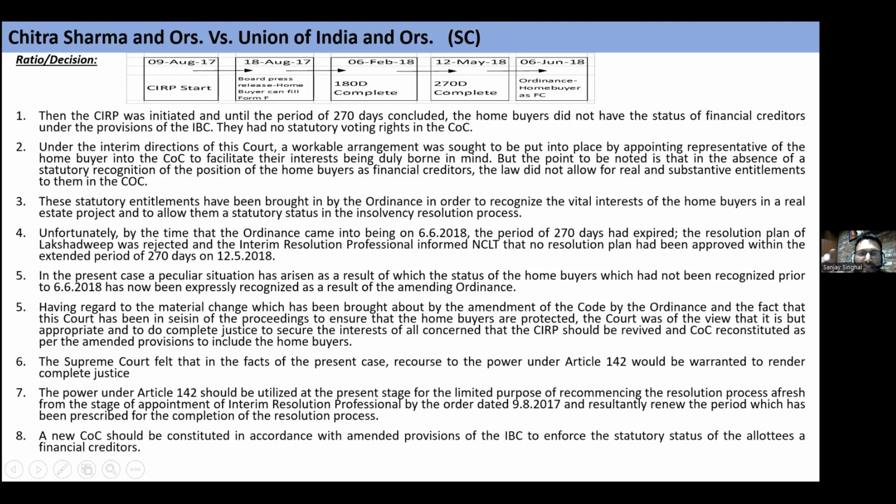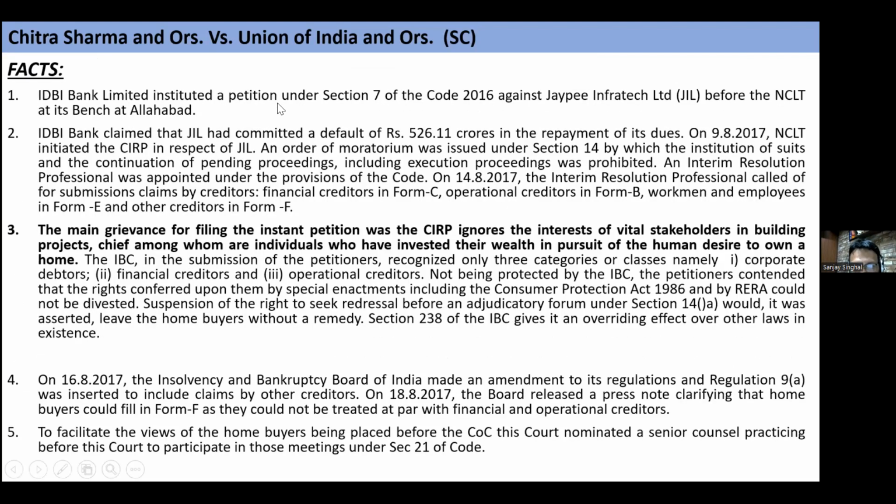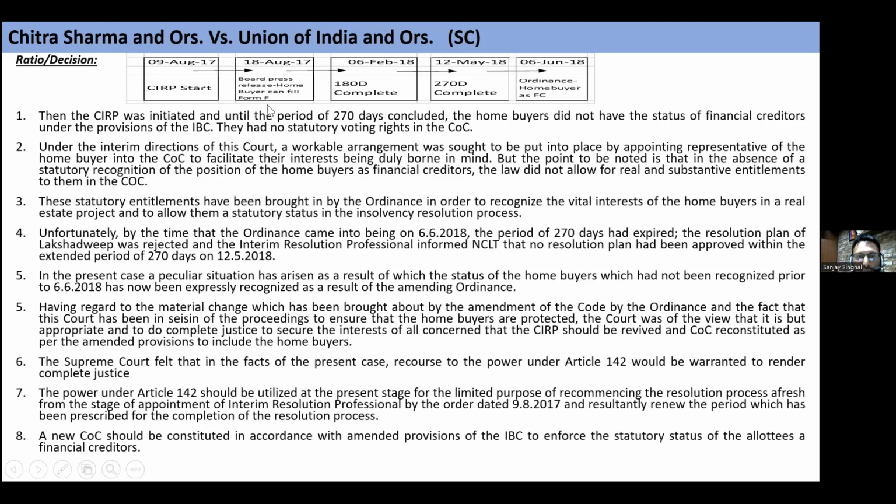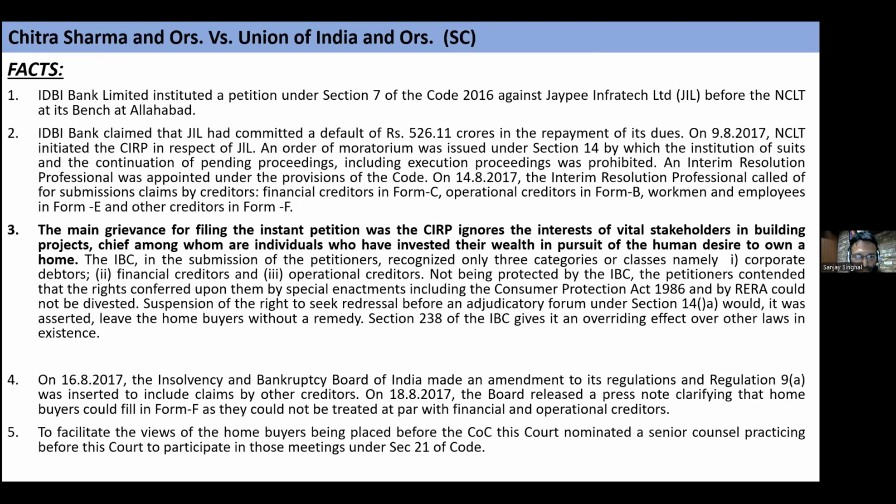The IBBI made a press release saying that home buyers can fill Form F. Basically, these are the forms: Form A is for the operational creditor, Form B for the operational creditor, Form C for the financial creditor, Form E for workmen and employees, and there is another Form F for other creditors. So there was no clarity on which form the home buyer has to fill. So the IBBI made a press release that home buyers can fill Form F for their claim.